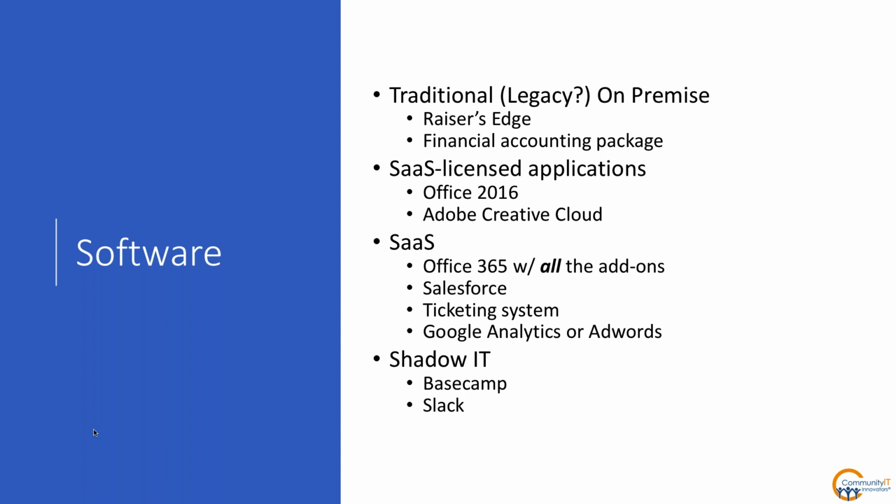So you want to make sure you understand which of your software packages are hosted on-premise, which ones you've purchased licenses for, and whether those licenses need to be renewed or whether an upgrade needs to be purchased in the coming year. Then we have what I call SaaS licensed applications. So Microsoft and Adobe are the two most common examples.